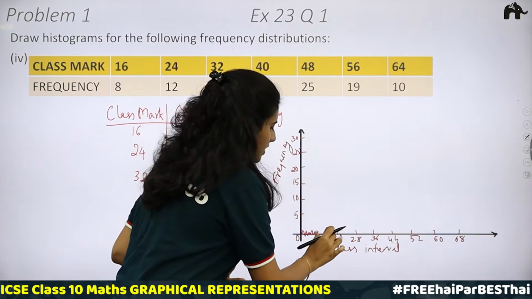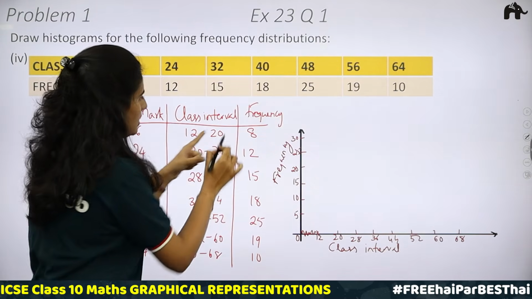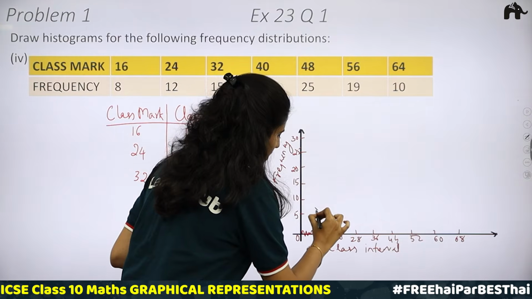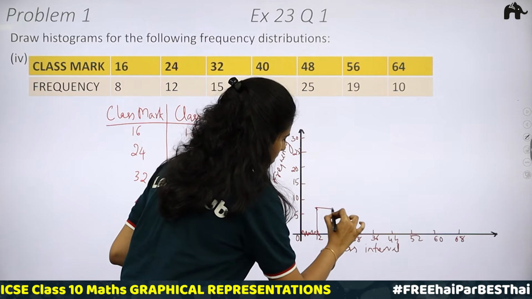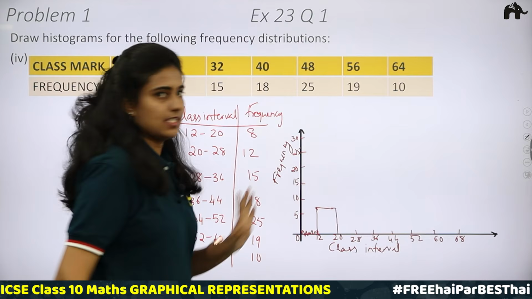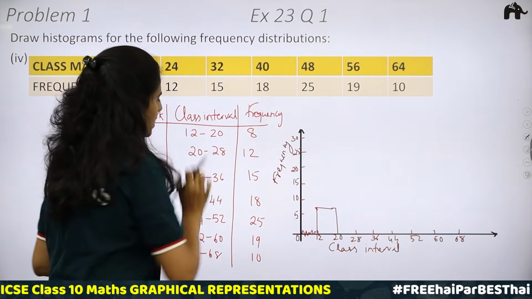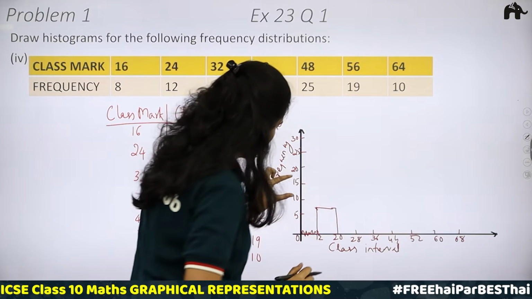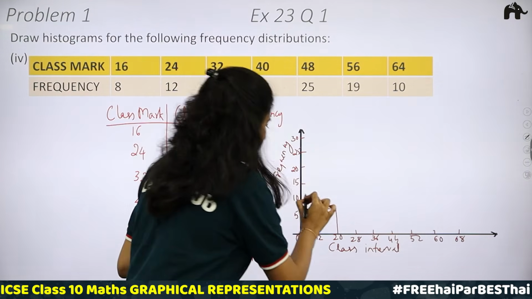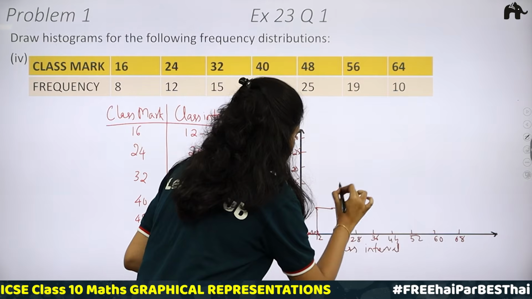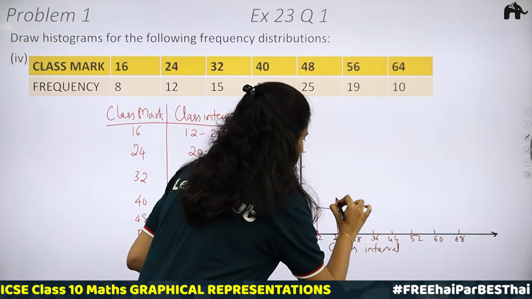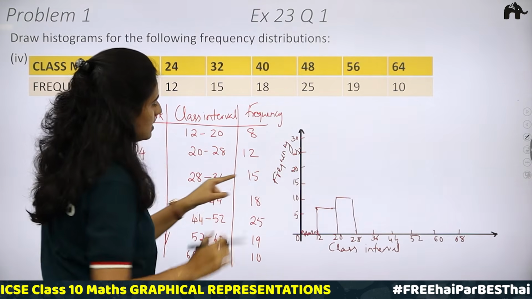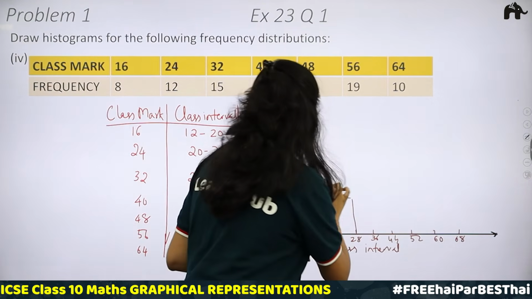So, the first interval 12 to 20, the frequency is 8. Where do we have 8? 8 comes somewhere here. Next, 20 to 28, it is 12. Where do we have 12? Between 10 and 15, we'll be having 12 somewhere here. So on the graph paper, you can easily draw this. Next, 28 to 36, it is 15. Here we have 15.